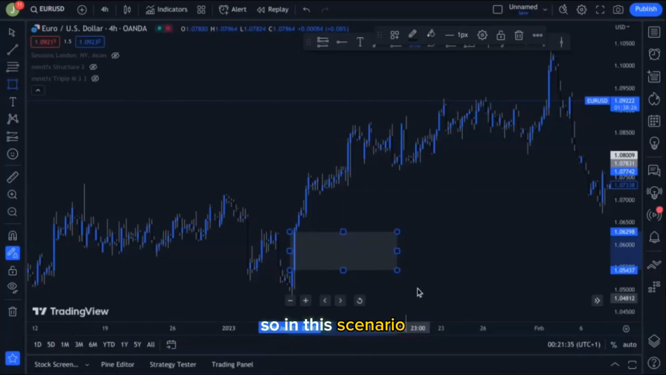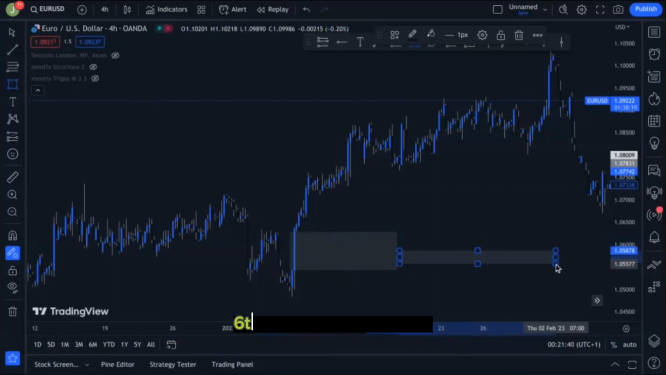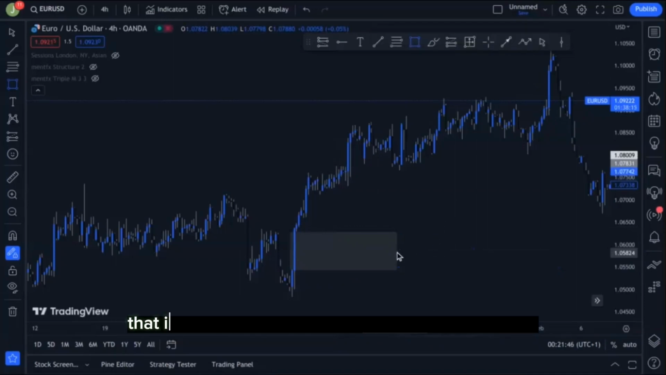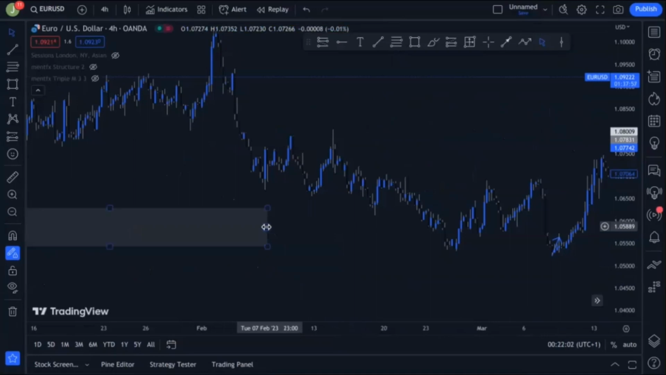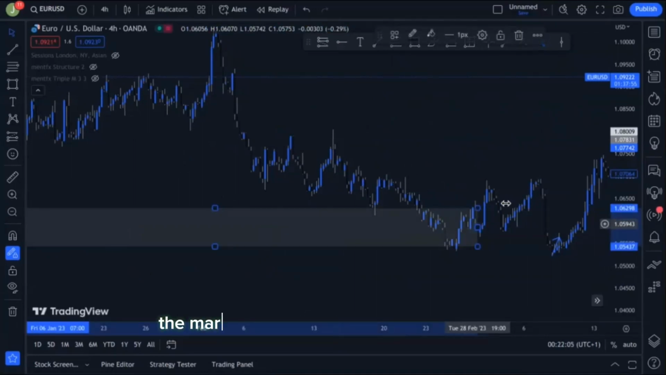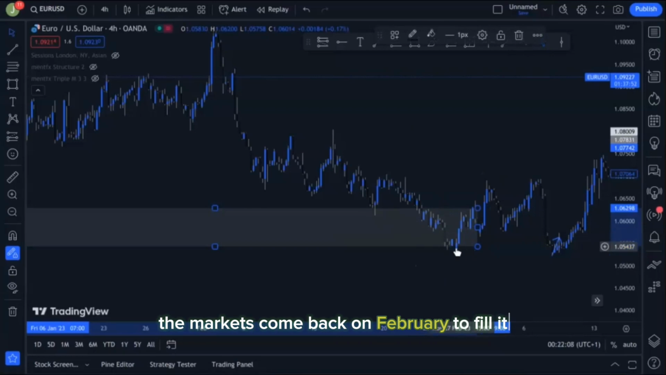So in this scenario, we see this imbalance that was left on Friday, 6th of January 2023, and that's actually where I traded from. This Euro USD. I took buys along, I think, April, from that zone of imbalance. We see the market come back on February to fill it.